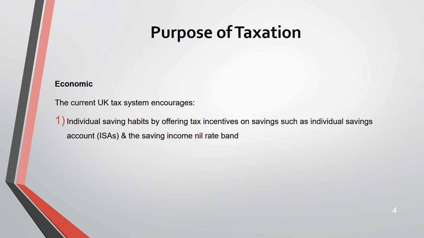For example, they can save in their individual savings account, ISA, and the savings income nil rate band. Later, when we go through different types of income, there is one income that is savings income. There we are going to go through this term, savings income nil rate band. Nil rate band means tax is 0% at that rate for savings income. But we have to know what amount is that. So right now, we'll pause it. When we go through the income tax, we are going to explain what this savings income nil rate band is in detail. Okay, that's an advantage. Next.